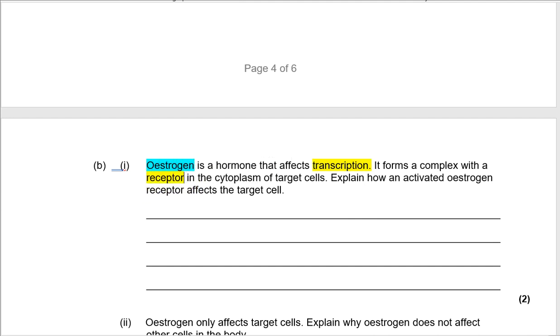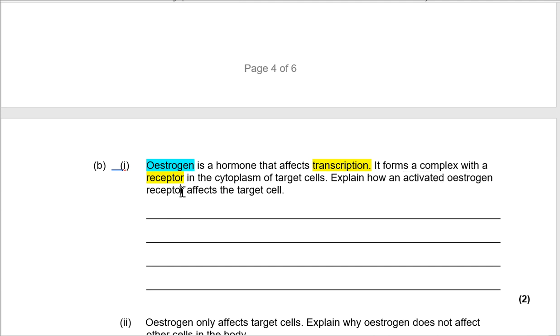So what is this receptor? From our A-level understanding, we know that this receptor is a transcription factor. What is that called? Estrogen receptor. It forms a complex. What's that complex called? Estrogen receptor complex. Anyway, from the cytoplasm, it enters the nucleus and goes to the promoter region. Target cell. Explain how an activated estrogen receptor.